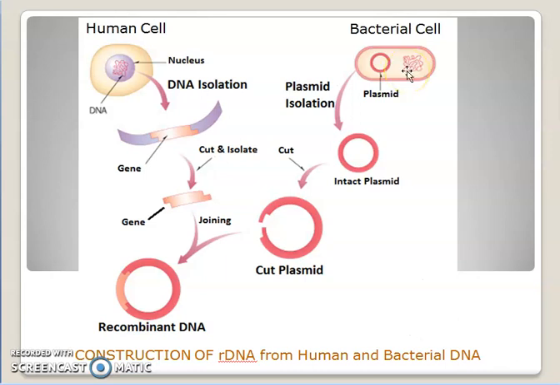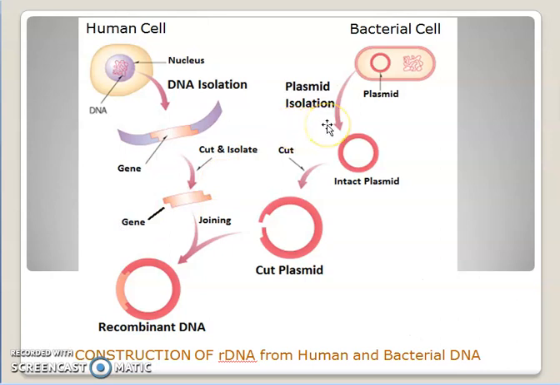So what is happening here is, first we isolate the DNA from the human cell. In the same way, we isolate the plasmid DNA from the bacterial cell. Now we have the intact plasmid on one hand and the whole genome of the human cell on the other hand. Now we cut the genome of the human from here and from here, so that this particular segment of DNA comes out, and that particular segment is basically a gene.